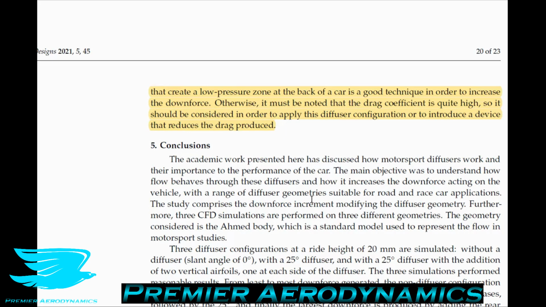So is it possible to not do that but still have a higher downforce? If you want to use a low pressure zone to achieve this high downforce, then the answer is no, because by default having a low pressure zone at the back means you do have a low pressure zone. And that is bad for drag. That's what produces drag. So you have to come up with a different way.